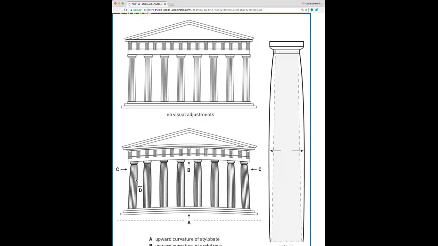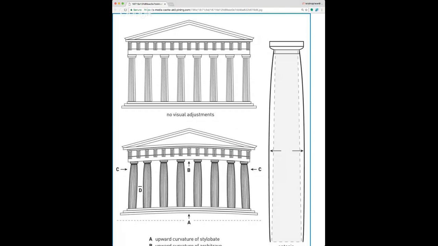And then the corner columns are actually 1/40th larger in diameter. Also, the columns all incline inward. The idea is that if you could draw an infinite line, they would gradually meet hundreds and hundreds of meters in the sky. All of this is thought to give the Parthenon a sense of movement upward.